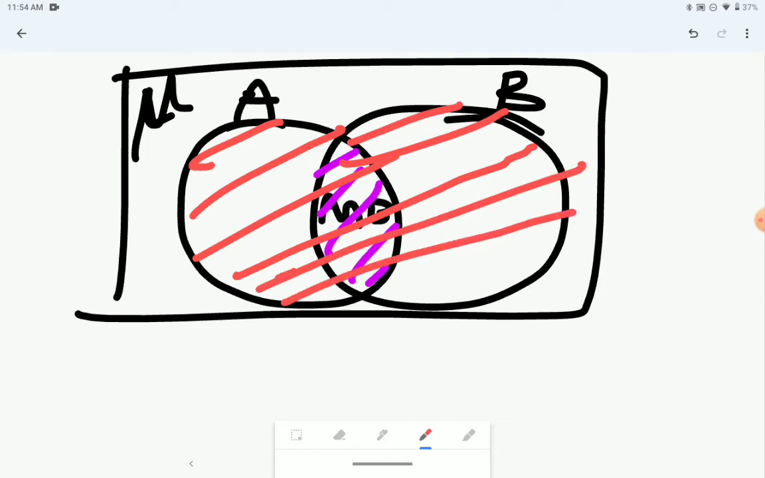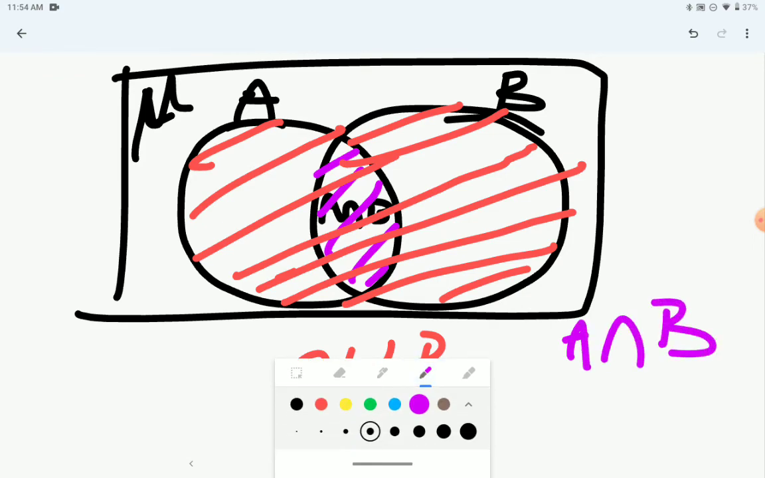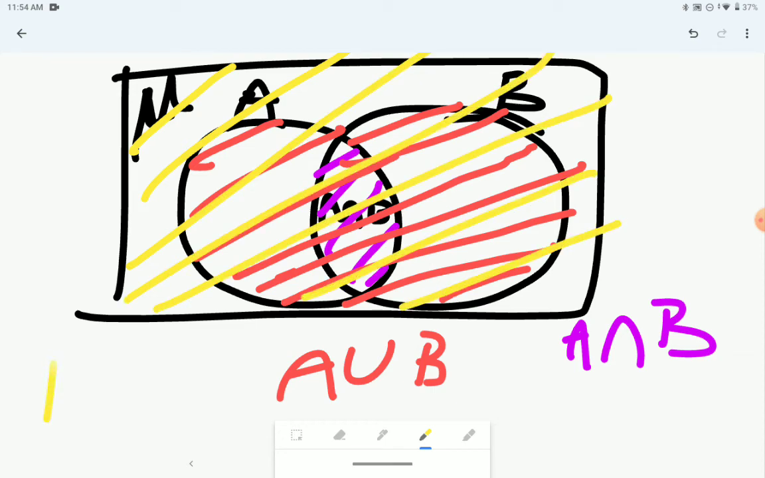This is A union B, which is the entire part. This red is A union B and the pink part is A intersection B, and let us say some yellow, this is the universal set. This is how Venn diagrams are represented. Union of sets, you already understood.